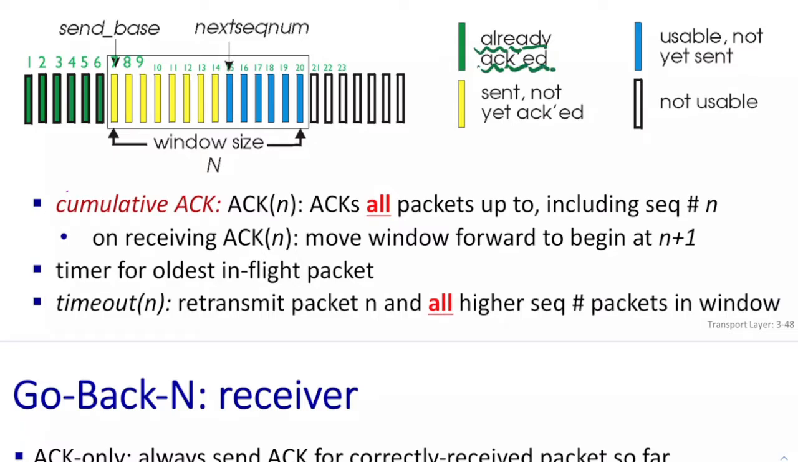After that, we can see that there are several yellow segments. Those segments are segments that have been sent but not yet acknowledged. That means segments number 7, 8, 9 to 14, as a sender, we already sent those packets to the pipeline, but we have not gotten the acknowledgment back yet. So that is the definition of a yellow segment.